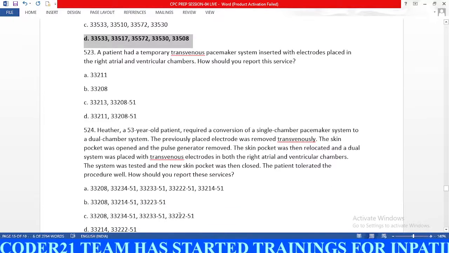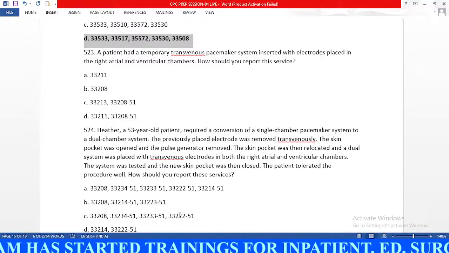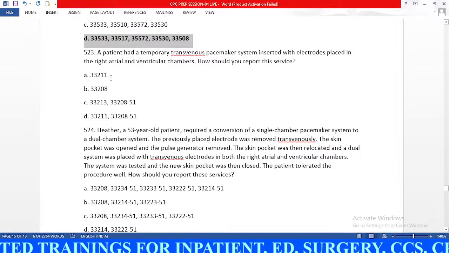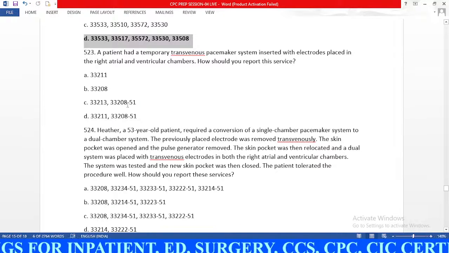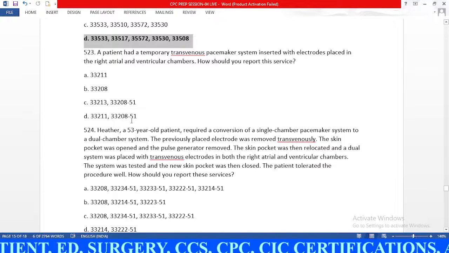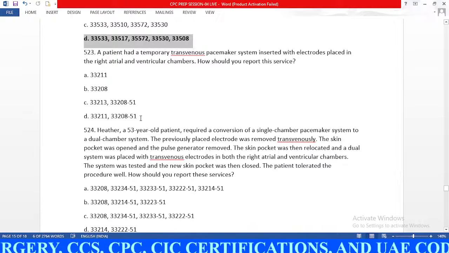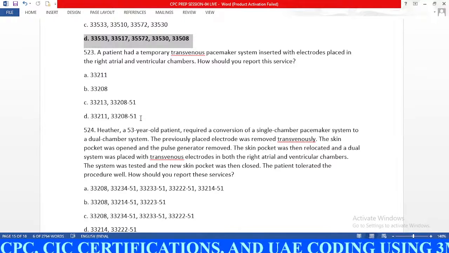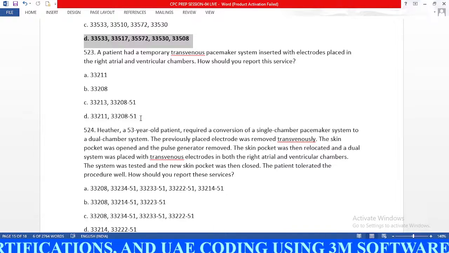So next one: a patient had a temporary transvenous pacemaker system inserted with electrode placed in the right atrial and ventricular chambers. How should you report this service? A, 33211. B, 33208. C, 33213, 33208 with 51 modifier. D, 33211, 33208 with 51 modifier. It is now 10:13, so take 2 minutes and write your answer in the chat box. This is very simple.